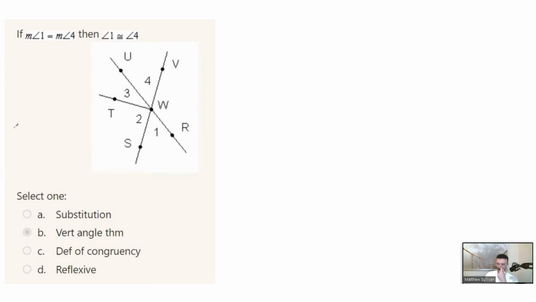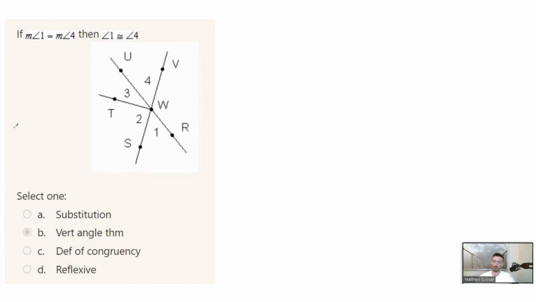All right, let's take a look. I think it's vertical angle theorem, and I don't know how I got that wrong. It's not substitution. It's not reflexive. And if it's definition of congruency, I don't see how that really makes any sense. So I would think it's the vertical angles because they are vertical angles and they are congruent with each other.